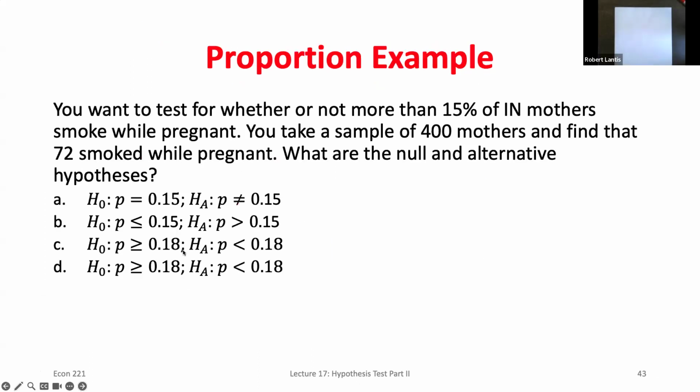All right. So let's work through a few examples. It's going to look pretty similar to what we were just doing. So let's say I want to test for whether or not more than 15% of Indiana mothers smoke during pregnancy. I take a sample of 400 mothers and I find that 72 of them smoked while pregnant. What is the null and alternative hypothesis, right? So here I want to test for whether or not more than 15% of mothers smoke. That's my alternative hypothesis. I'll assume the opposite is true, which is that it's less than or equal to 0.15. So here I've got a right-tailed test.